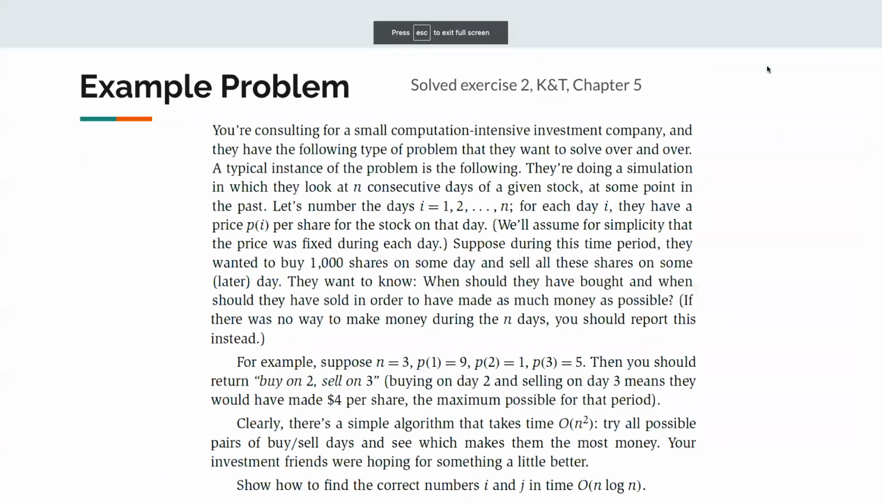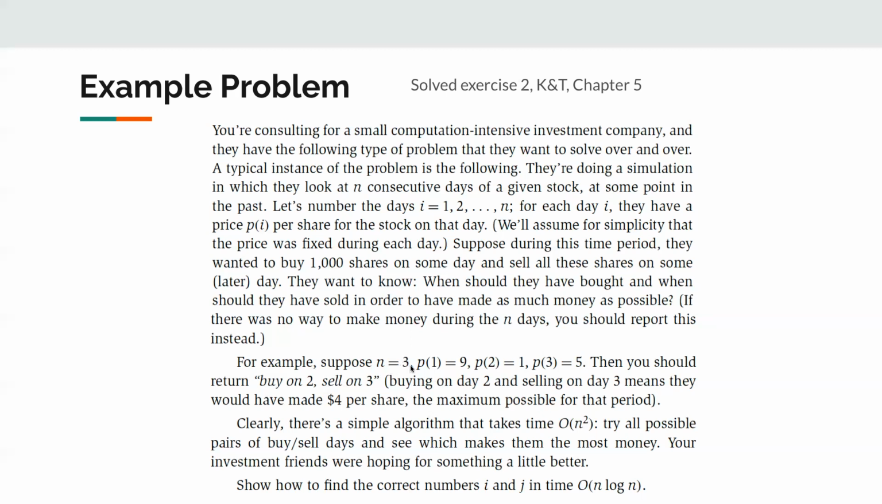So for this example problem, we're going to go over solved exercise 2 from Kleinberg and Tardos, chapter 5. I'm going to give everyone a minute to read this, but I'll also explain the problem. It's just a lot of words. The gist is that you're given the stock prices for one stock for n consecutive days, and you want to find a strategy. You want to buy that stock on one day and sell it on another day, and find the best day to buy and the best day to sell to make the most money.